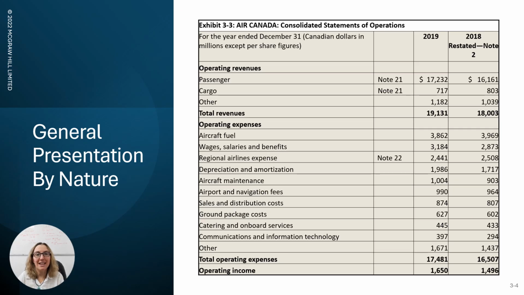So there's two ways you're allowed under IFRS to prepare your income statement. And the first one here is an example of the general presentation by nature. And what that means is that the expenses are based on the input costs. What did you spend the money on? So for Air Canada, you can see they spent money on aircraft fuel, wages, regional airlines expenses, etc. So that's the example of one of the methods you can use.